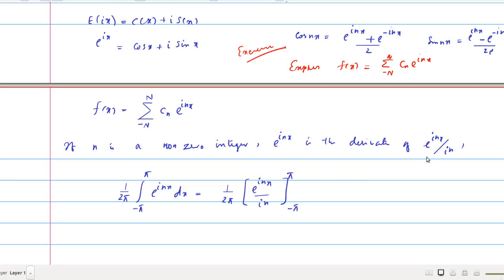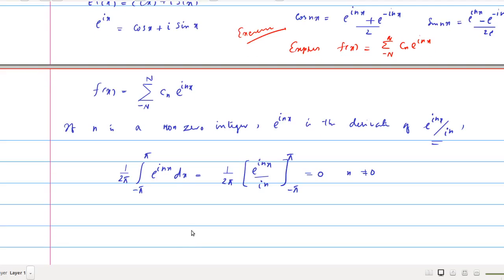Since this function has the period 2 pi, you can get this value as 0 if n is not equal to 0, because if n is not equal to 0, then this e raised to inx has the period 2 pi, so the quantity in this bracket attains the same value at minus pi and pi. So you will get the value 0 for n not equal to 0. The only possibility of getting a non-zero value is at n equal to 0.